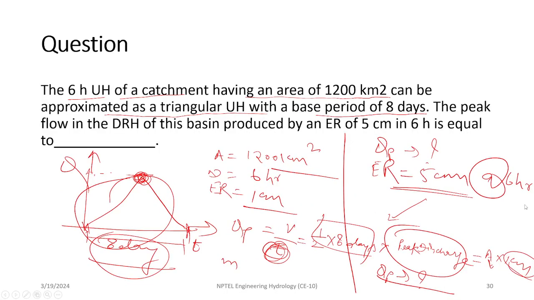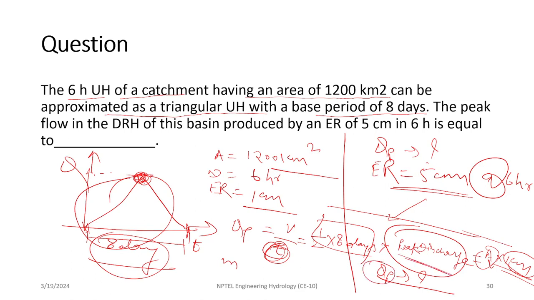So Ashish, tell me how much value you are getting? QP. QP, we need to multiply half into 8 days into peak discharge. Don't forget to equate with the other one: area of the catchment multiplied by 1 centimeter direct runoff depth. QP is peak discharge, right? Yes, peak discharge. We want to compute QP.